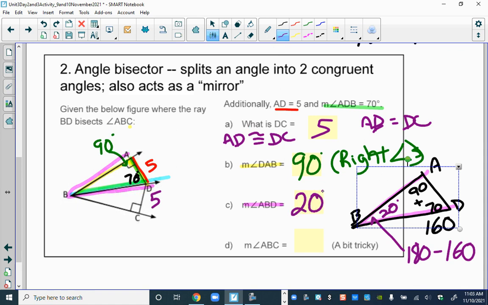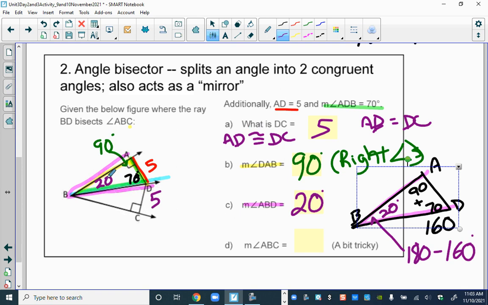Questions on how we got the 20? Who's not sure about how we're getting that 20? It all goes back to, they gave us that angle ADB, which is 70, that was given. Then of course you have the right angle, that's automatically 90. So 90 plus 70 is 160. Then you have to add 20 more to get the 180.